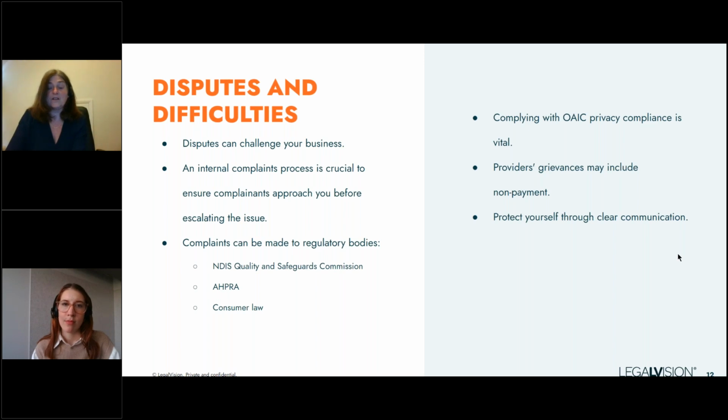Some of those misuses can be unintentional if you have a cyber breach, or it could be intentional if you've called a support coordinator or if you've spoken to someone without the consent of the participant.